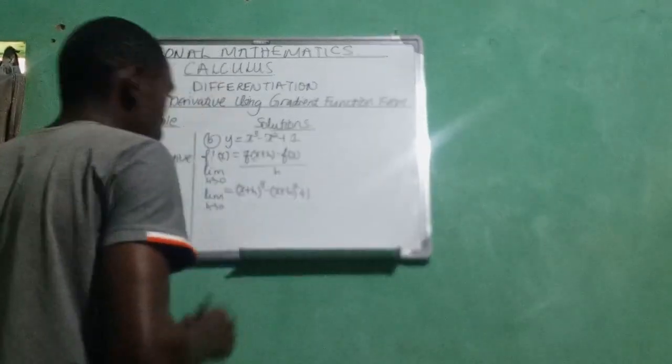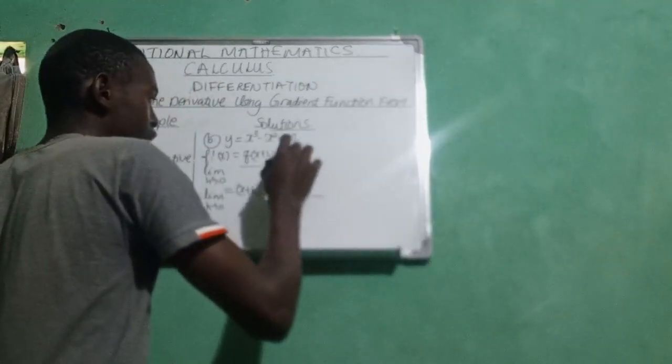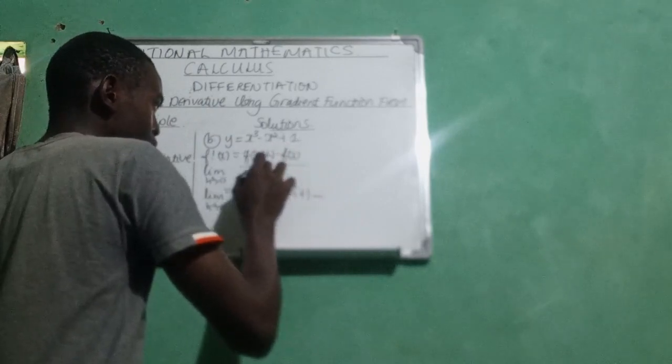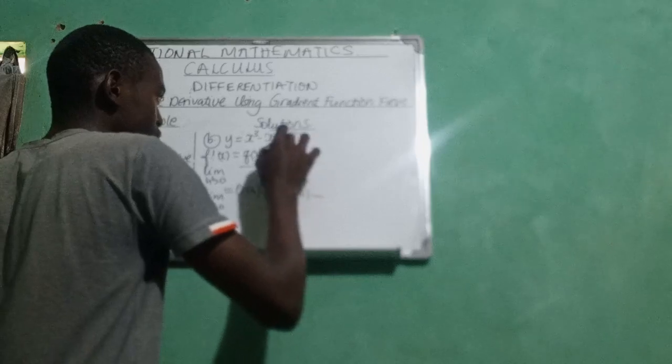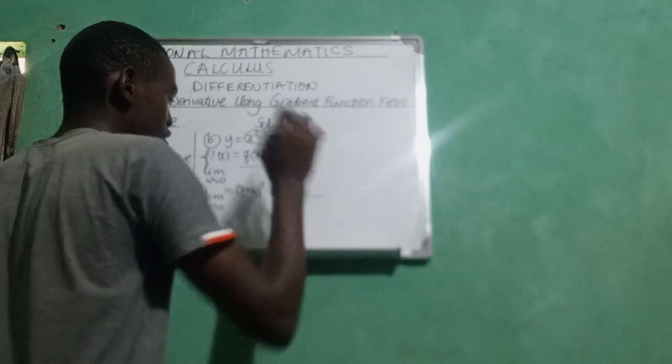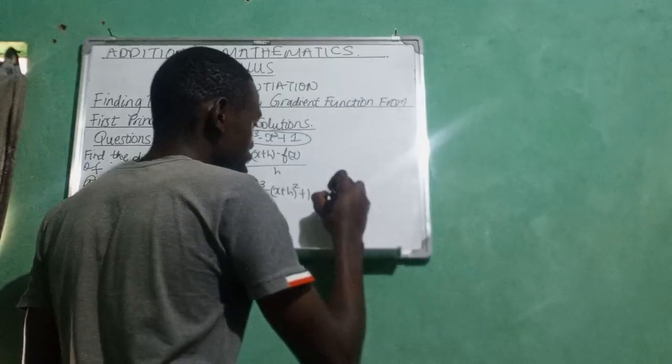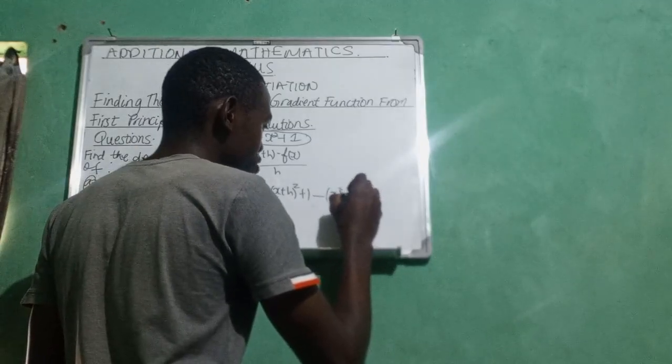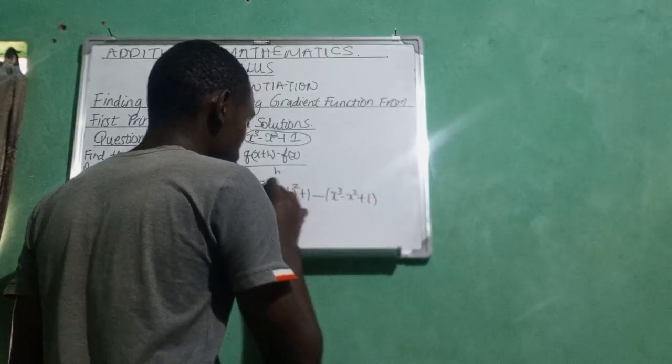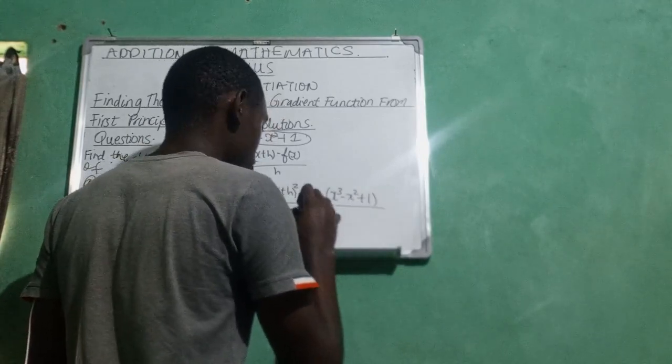So plus 1, then you minus f of x. So I've substituted f of x plus h. Then f of x is simply this function, x cubed minus x squared plus 1. You divide throughout by your h.